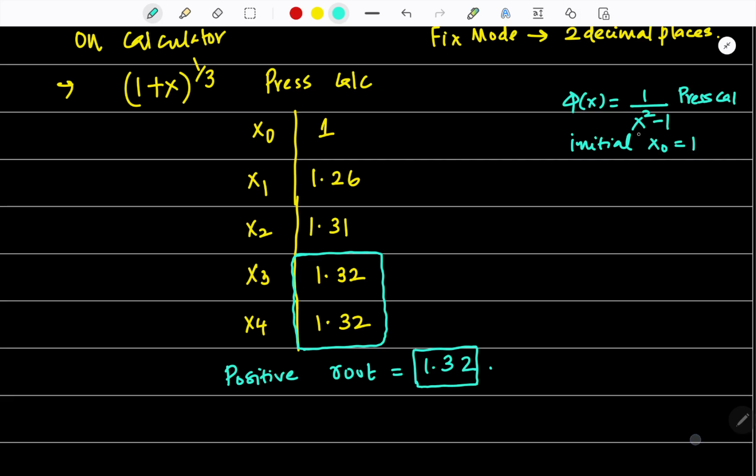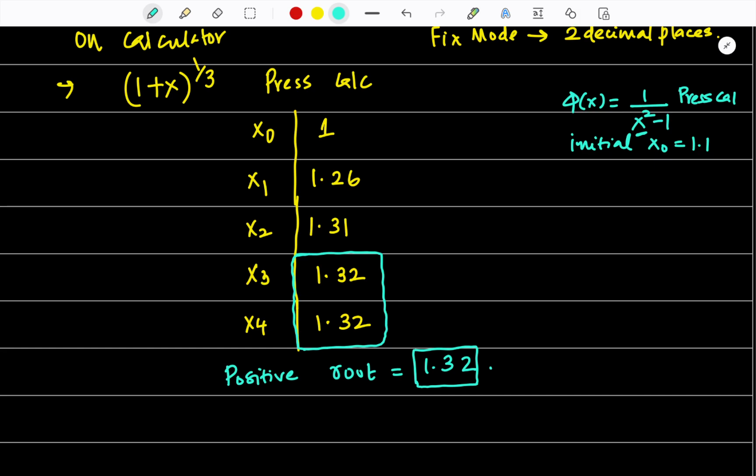But the problem is, if you give 1 here, 1 minus 1 is 0. 1 by 0 is infinity. So in the first step itself, you will get infinity. No, teacher, I don't want to get infinity in the first step, I want to proceed further. Okay, for your satisfaction, take 1.1 for example.